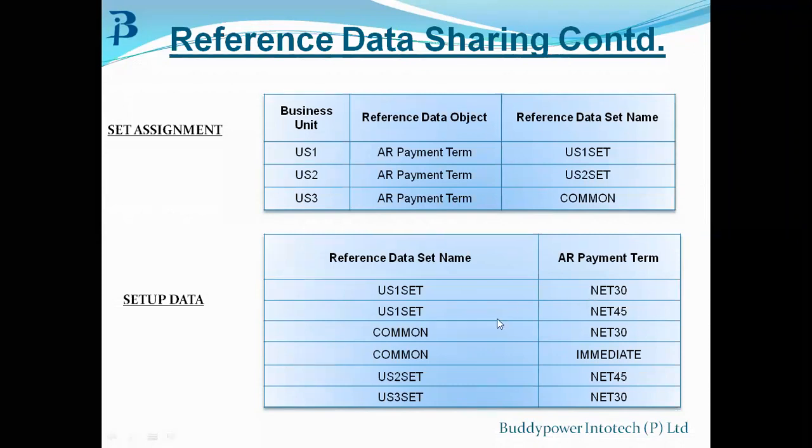So here a user under a specific business unit is trying to create an AR invoice. Now, using the set assignment and set setup data provided, what are the payment terms visible to the user, say for the user under BU US1? Now this is a set. You tell me, a user of US set one, what are the payment terms that he can view, that he can access? Take your time, not a problem.